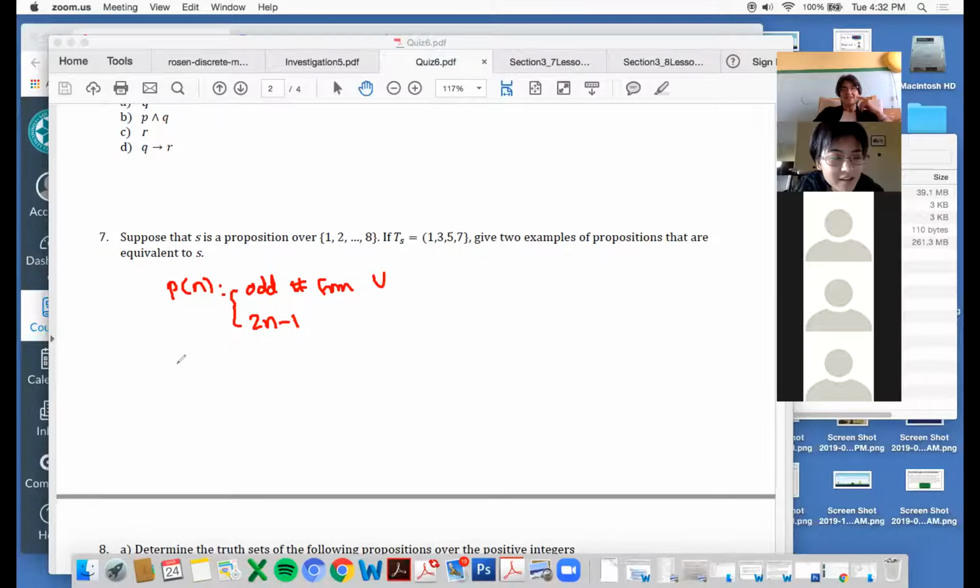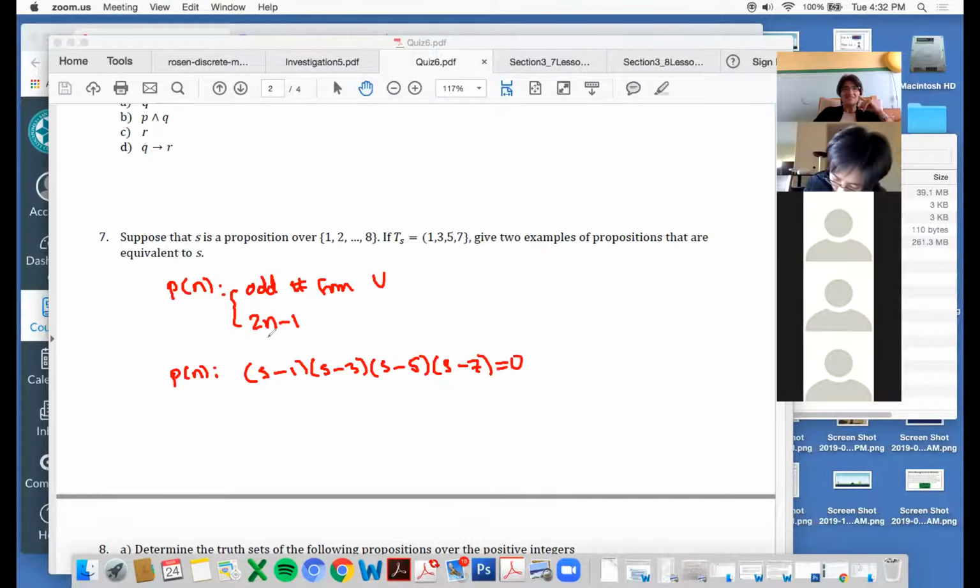So can I say n is not even? That's also odd. And it's not even. Yeah, that's a good one. I think the answer in the book gave something like, all of these are the solution to the equation s minus 1, s minus 3, s minus 5, s minus 7 equals 0, right? So I think that's the solutions to this equation. Okay. I want you to come up with something. I mean, that's certainly fine.